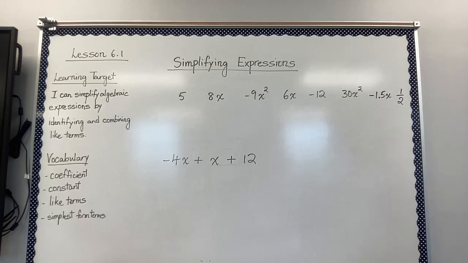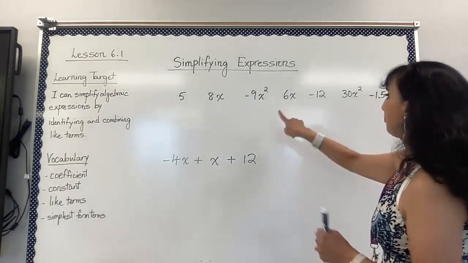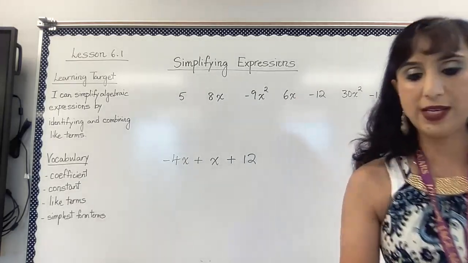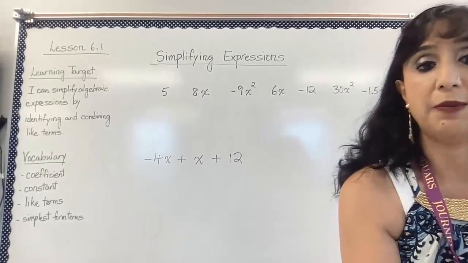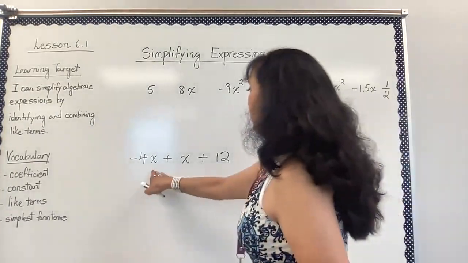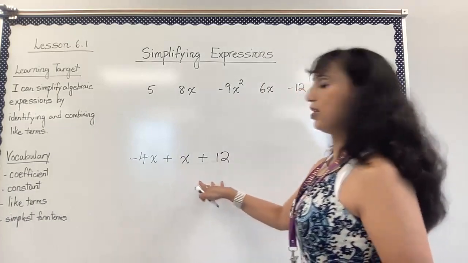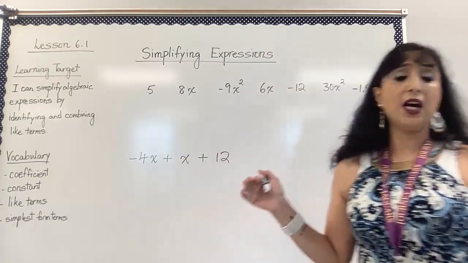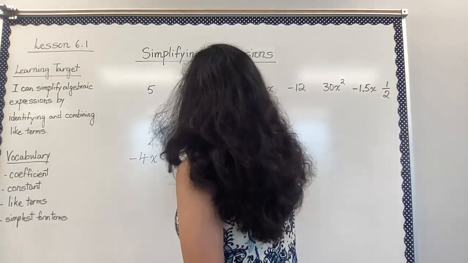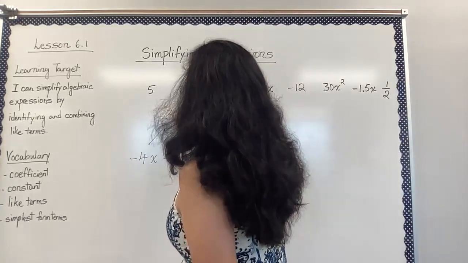And the numerical factor of a term that contains a variable is called the coefficient of the variable. So if I look at 6x, 6 is the coefficient of the variable. Coefficient always comes before the variable. So if I look at this over here, these terms are separated by addition. So when I say terms are separated by addition or subtraction, if I look at these, I have 3 different terms here. I have 3 terms.